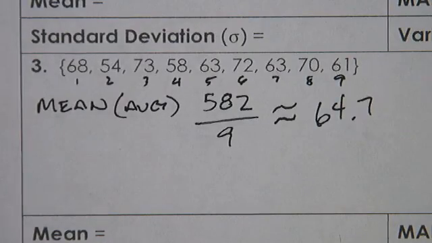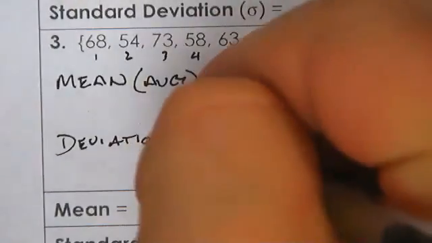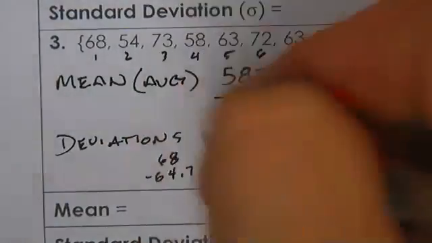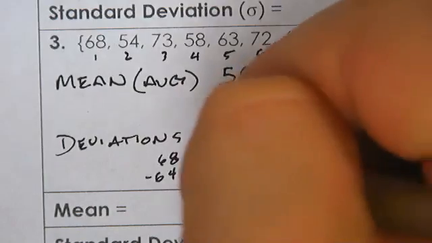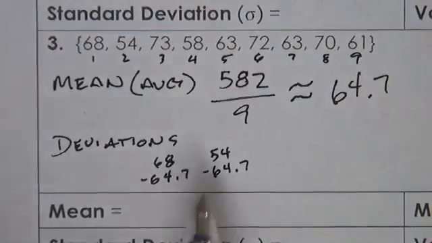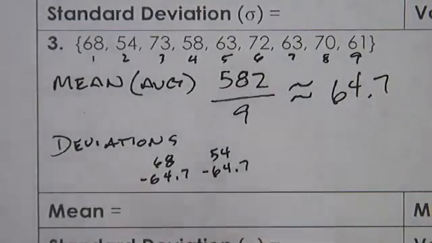Based on that being my average, I can then find my deviations. The deviations again come from each data point, 68 minus 64.7, and then 54 minus 64.7. And yes, you're going to get a negative with this second one, but we don't care. We're just going to take the positive. We're taking the absolute value.